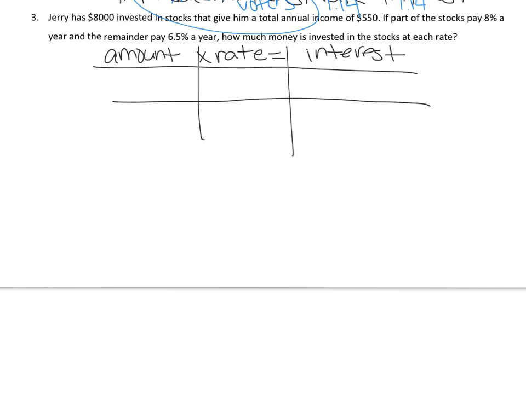I'm going to read back through the problem, see what I can fill in. So I see that Jerry has $8,000 invested in stocks that give him a total annual income of $550. If part of the stocks pay 8% a year and the remainder pays 6.5% a year, how much money is invested in the stocks at each rate?